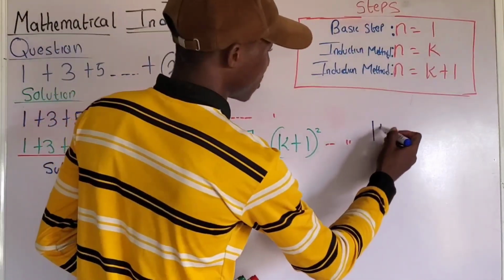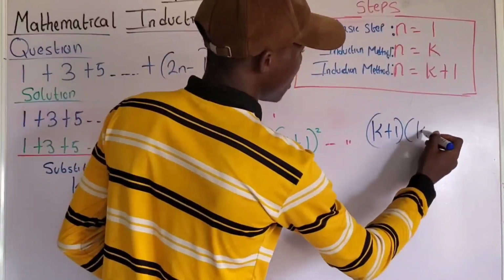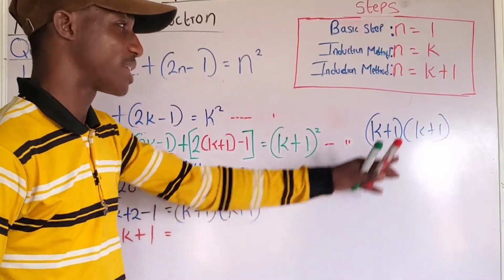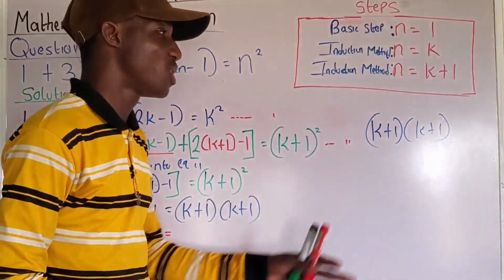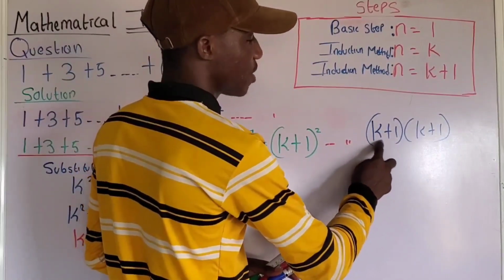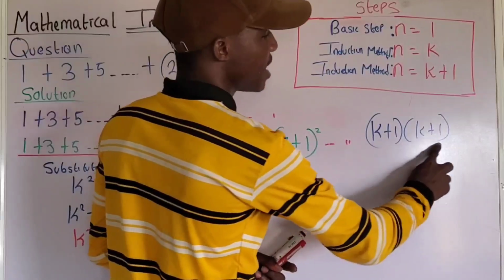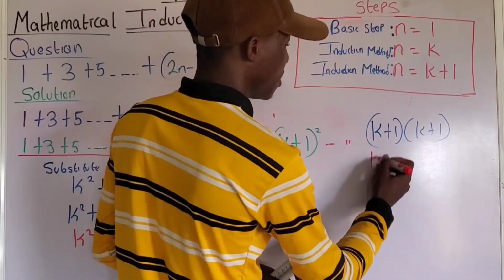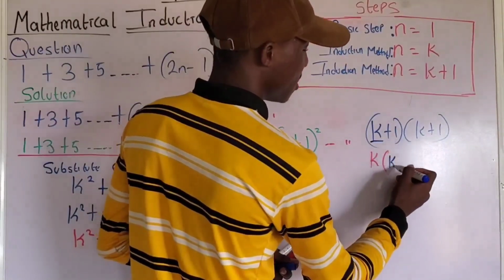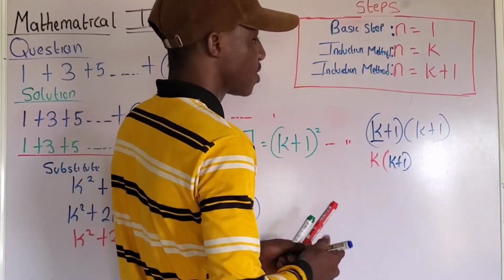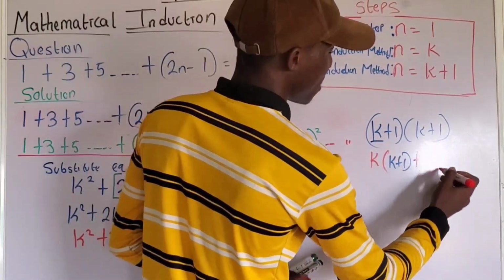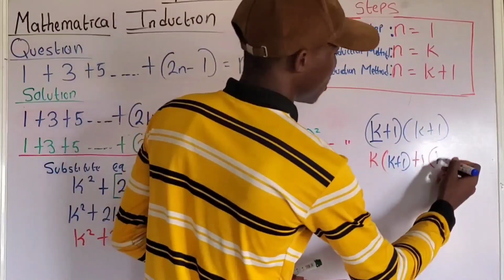If you have k plus 1 multiplied by k plus 1, I'm very sure you are part of our class on algebraic expansion. We are going to expand this. Expansion simply means removing the bracket. For this, the first term here is going to multiply everything that you have in the second bracket. So I'm going to have k multiplied by k plus 1. Then the second term, which is plus 1, is going to multiply all the terms in the second bracket. So I'm going to have plus 1 multiplied by k plus 1.